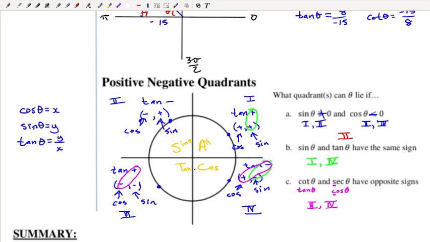All right, so that's it for this lesson on reference triangles. Good luck on your homework and your mastery check.